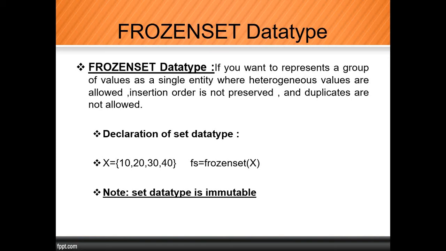Whenever we want to represent the frozen set, we will use a curly brace open and curly brace close. Once we store the group of values in that, that type of data is a set. Now we need to convert that set into a frozen set. For that we require a predefined function called frozenset. So let's take an example here.